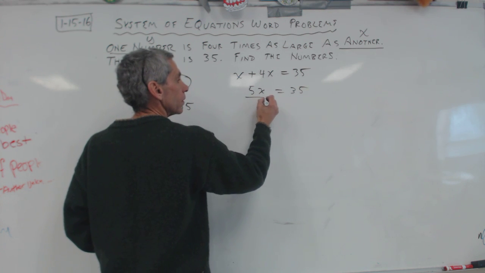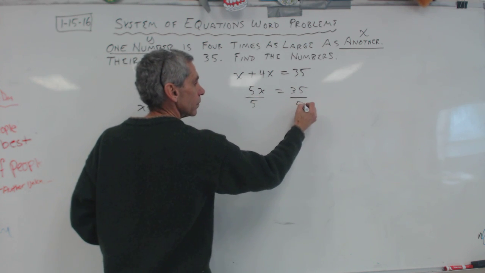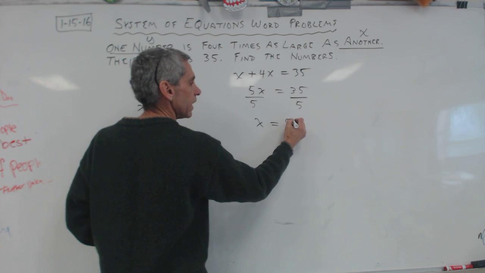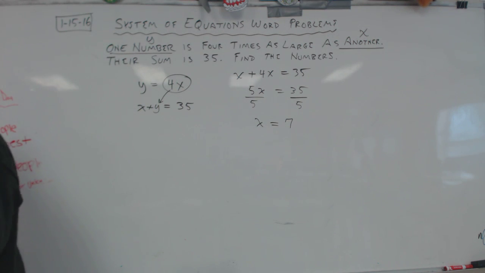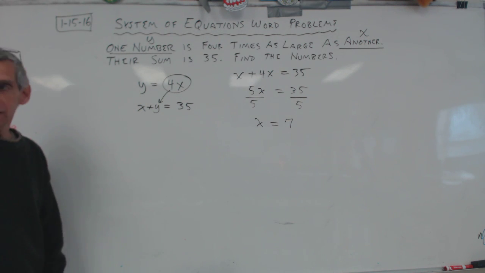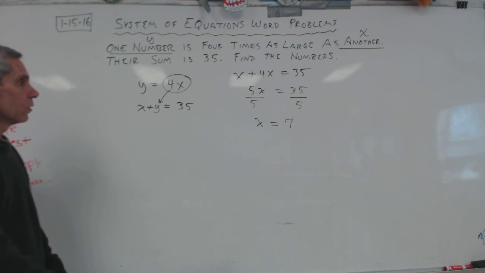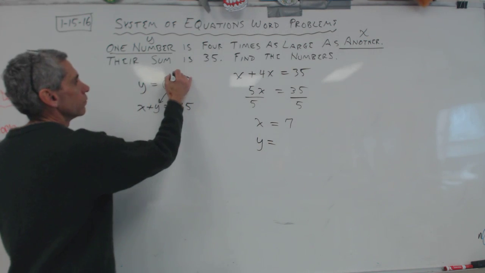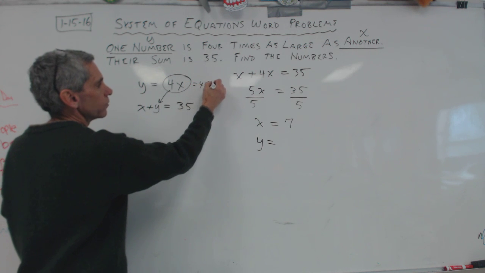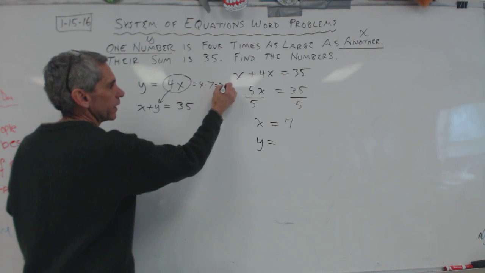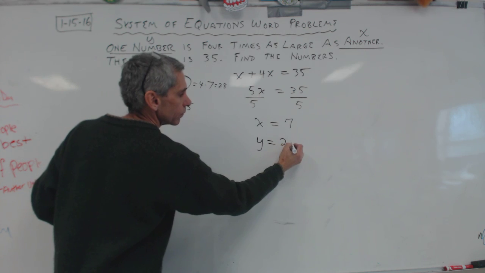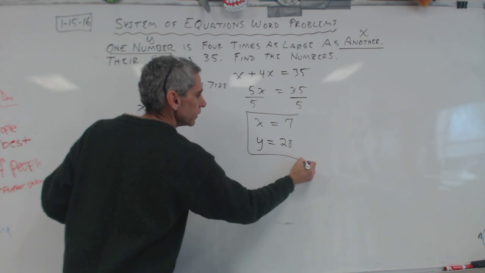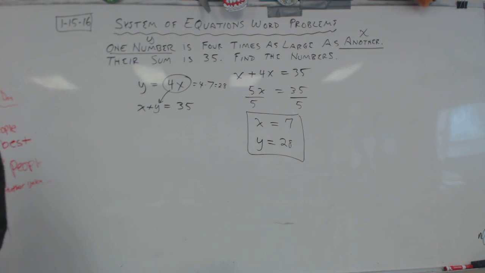Skylar, help me finish it. Then you divide each side by 5 and x equals 7. X equals 7 and we're done! Oh wait, Skylar says we're not done. We need to define the y. If x equals 7, then we plug that into the other equation. 4 times 7 is 28, so y equals 28. Beautiful. We just solved it very quickly and easily.